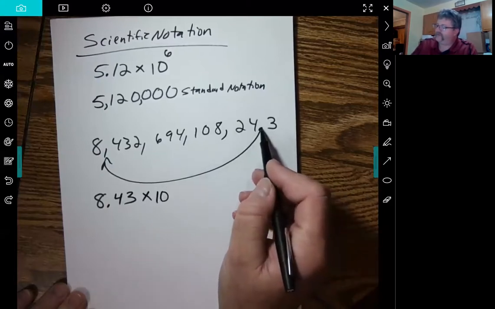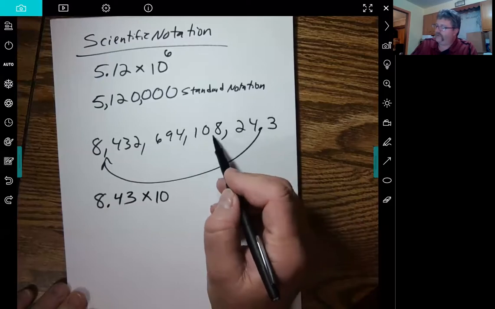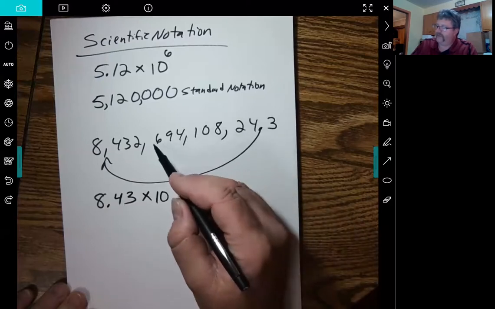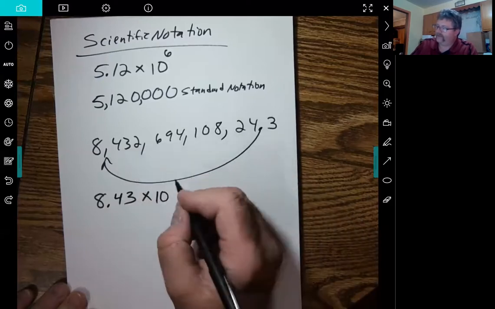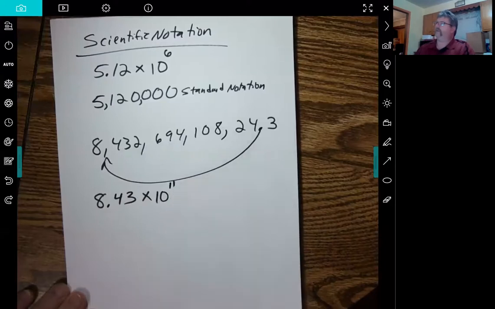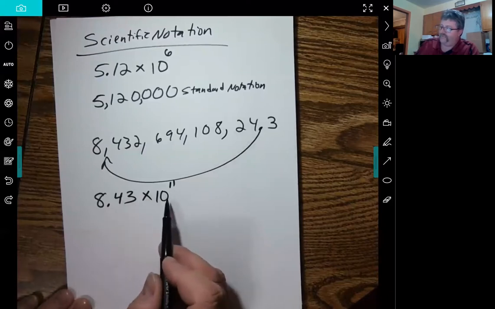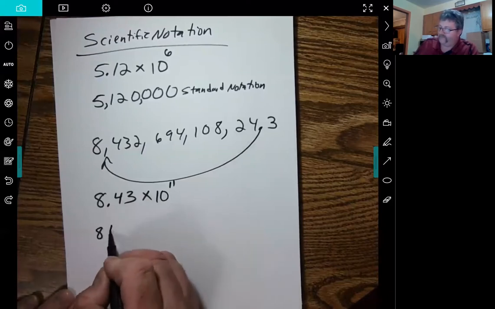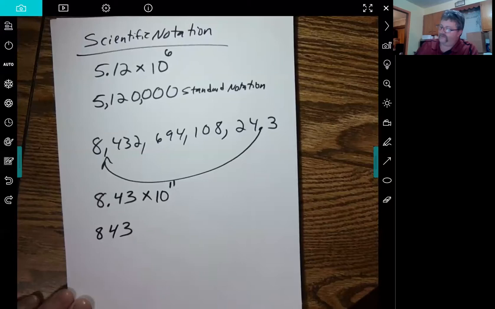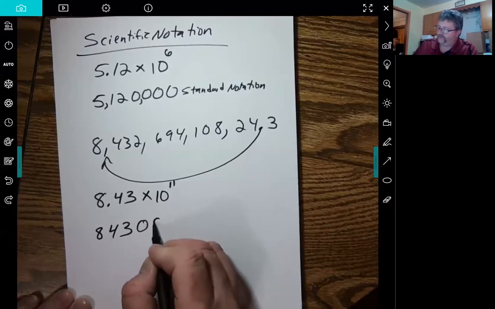Well, how many places did I move that? 1, 2, 3, 4, 5, 6, 7, 8, 9, 10, 11 places. Times 10 to the 11th. That's the scientific notation way to write that number. Now, if you ask me to expand it back out, what's going to happen? I'm just going to move that decimal 11 places, right? The first 2 places gets me past the 3. Now I need 9 zeros.